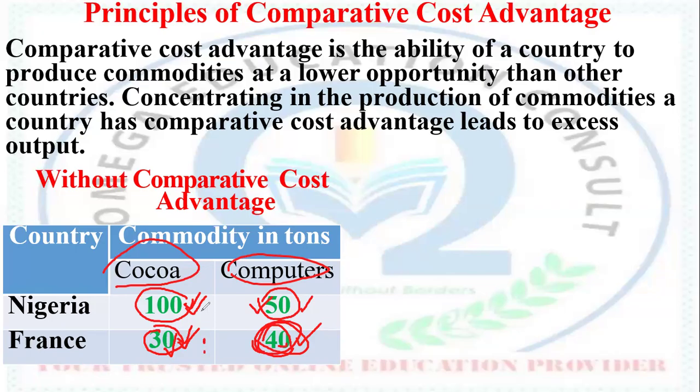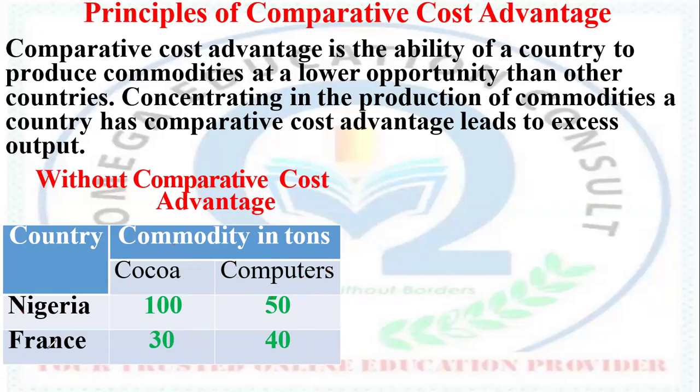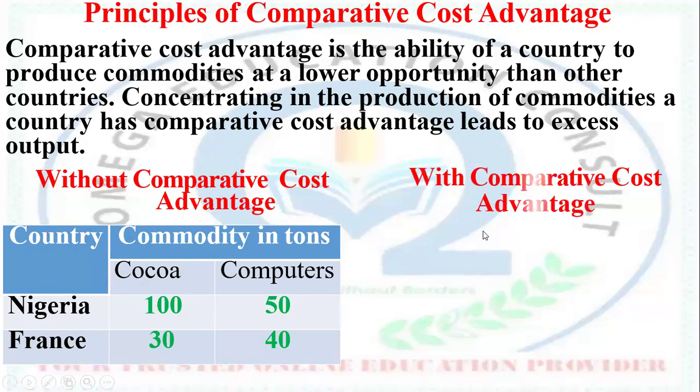So now this theory is saying that since Ghana has a lower opportunity cost in the production of cocoa, it should concentrate in the production of cocoa. And since France has lower opportunity cost in the production of computers, it should concentrate in the production of computers. When they do that, they will convert the other product to the concentration in the production of one product, and then the output will increase. So let's look at what will happen when there is comparative cost advantage employed by these two countries.